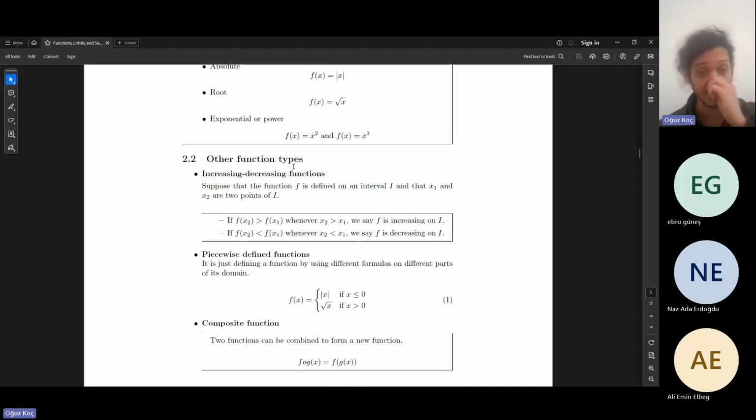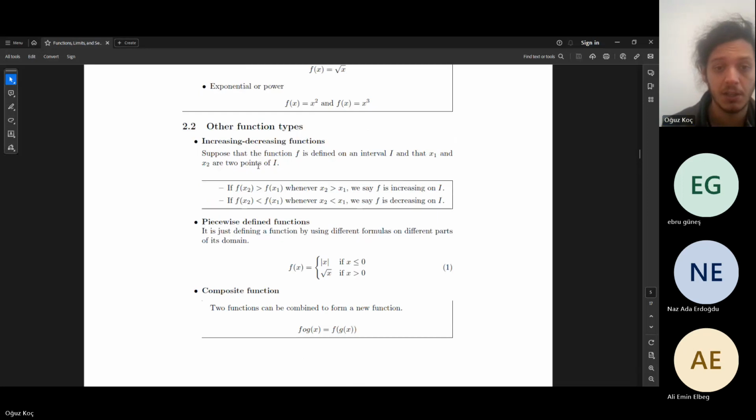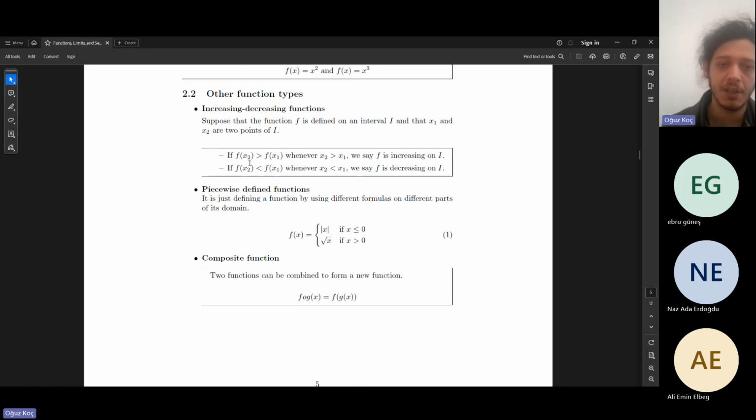Some other types of functions: increasing and decreasing functions. Here is the definition. Suppose that the function f is defined on an interval I, and that x1 and x2 are 2 points of I. If f of x2 is greater than f of x1, whenever x2 is greater than x1, we say that f is an increasing function on the interval I.